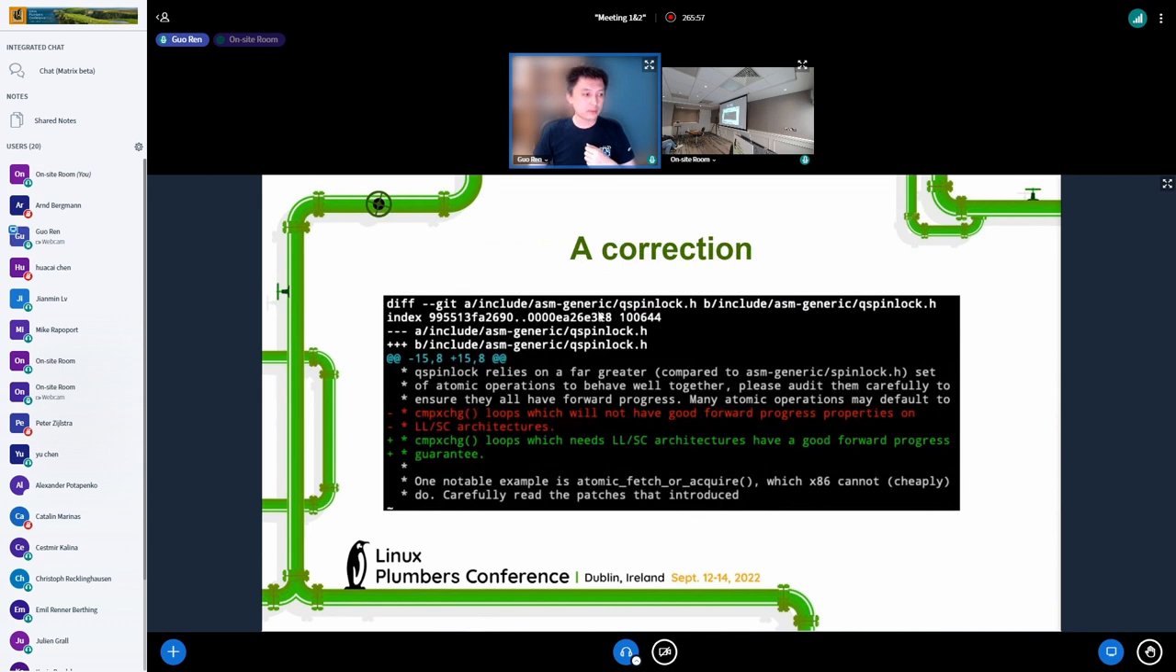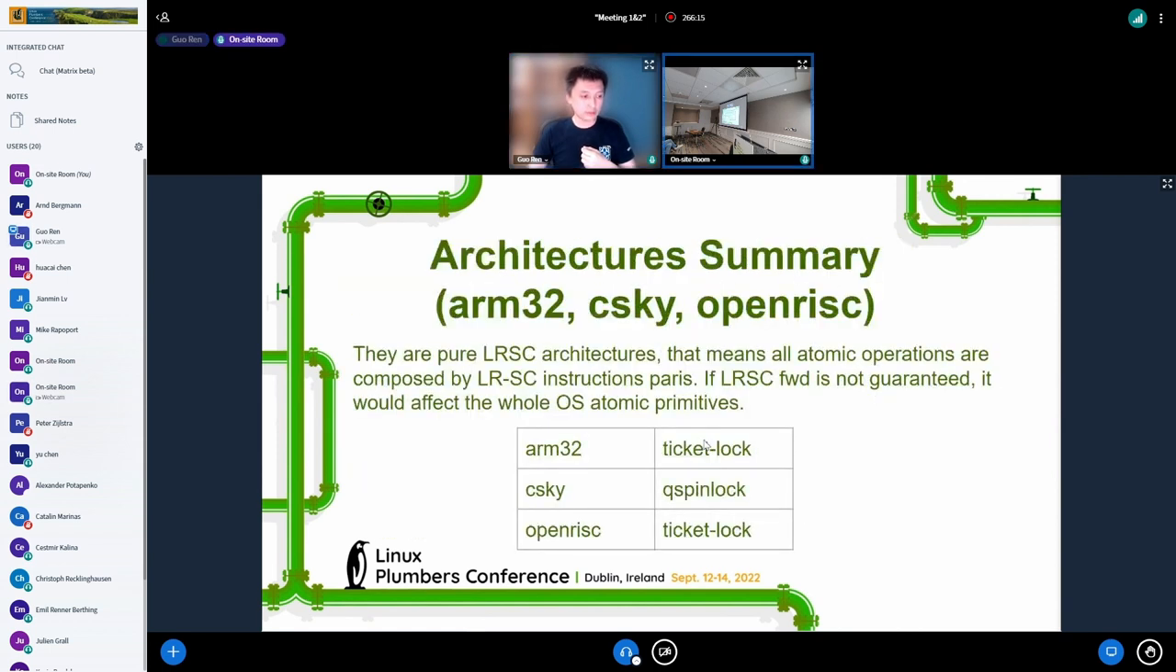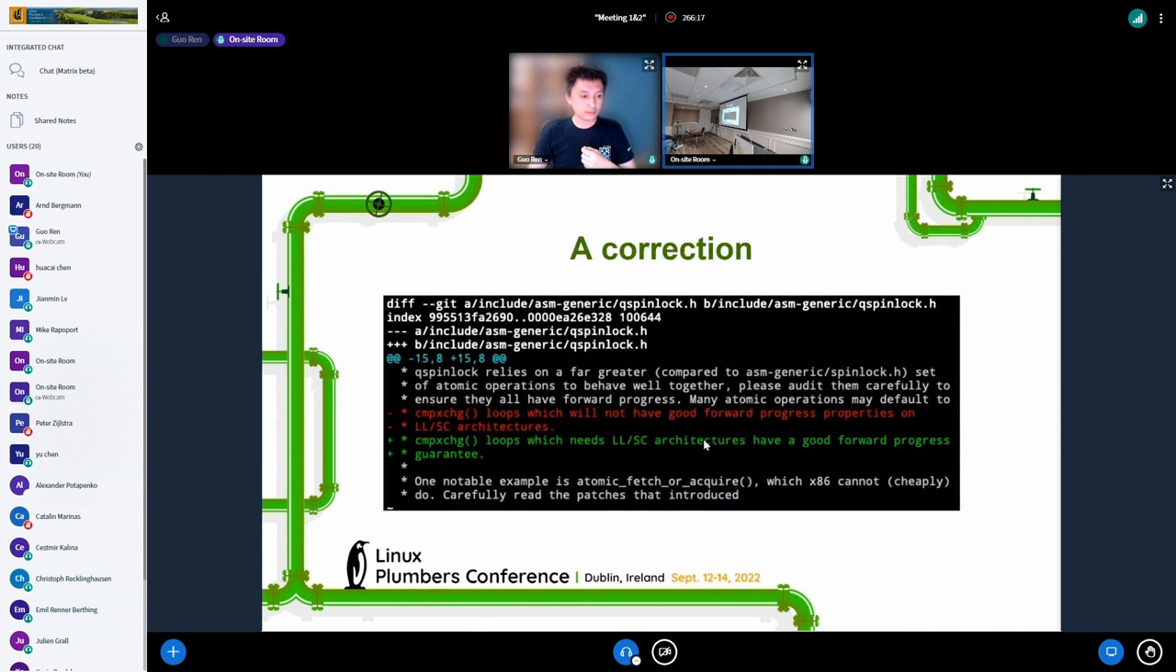Okay, so one correction: some people say the load link store conditional architecture cannot give a good forward guarantee, but I think it depends on what the microarchitecture could do. The problem here is that it doesn't matter what a microarchitecture does. If there is any implementation which does not do that, the architecture does not provide the guarantee. And the key detail is that no architecture provides this guarantee today.